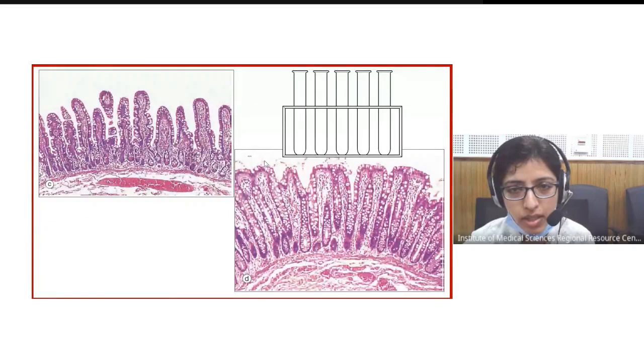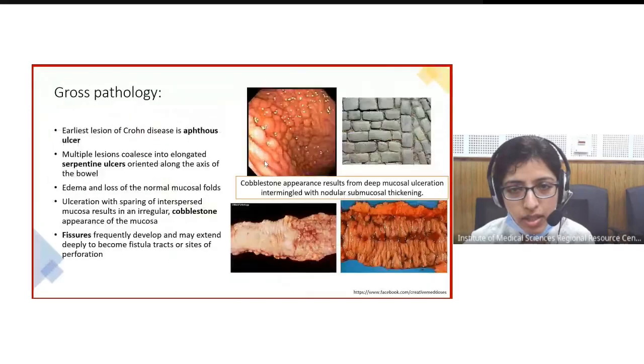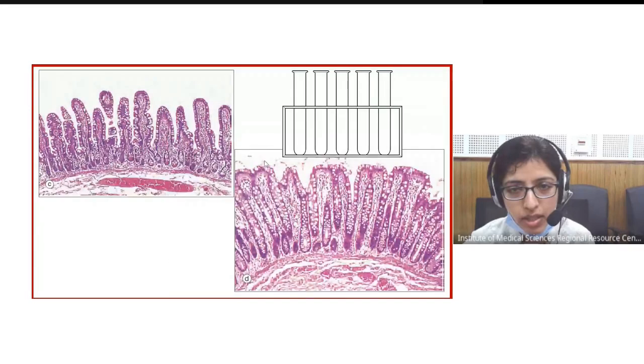Now, these were all the gross features. Now we will move on to the microscopic features. But before that, a quick revision of the normal histology. This is the mucosa of the small intestine. It is thrown into multiple long villi, and in between these villi we have short crypts called crypts of Lieberkühn. And in the colon, we do not have villi, rather we have these long elongated crypts.